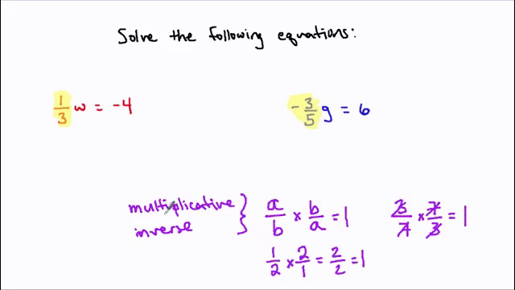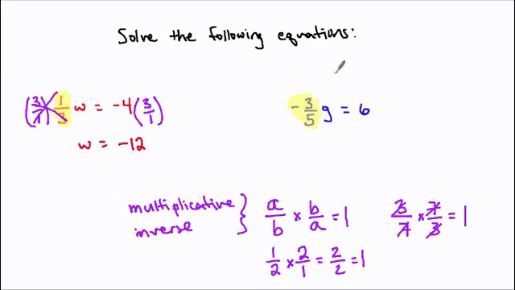So let's take a look at the equation in red. 1 over 3 w, or 1/3 w, equals negative 4. The multiplicative inverse of 1/3 is 3 over 1, and I'll put that in parentheses to show that I'm multiplying. And property of equality says what I do to the left, I do to the right. 3 over 1. So these are going to cross cancel, leaving me with a value of w on the left. And now I have negative 4 times 3 over 1. Well, negative 4 times 3 is negative 12, and then divide by 1 is still negative 12. So w equals negative 12.